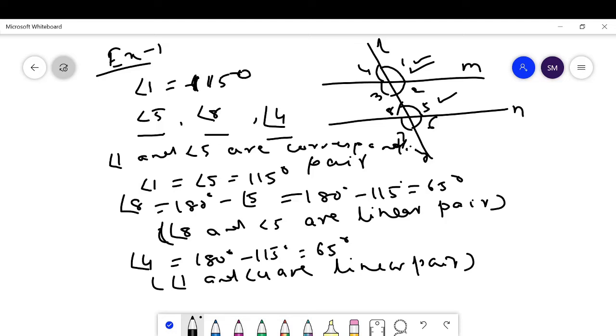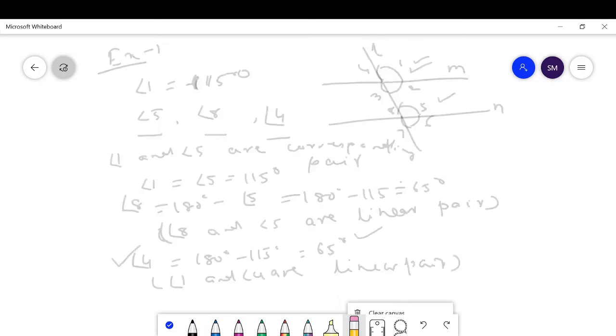When you solve the problems, always write the conditions. Why? Angle 4 is equal to 65 degrees. Why do we do 180 minus 115? Because angles 1 and 4 are a linear pair. As they are a linear pair, the sum of their angles is 180 degrees. Angle 1 is given as 115. Hence, angle 4 is equal to 180 minus 115, which is equal to 65 degrees.